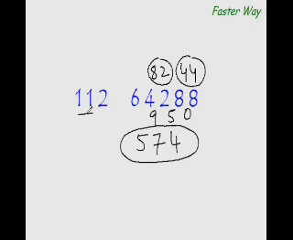So this way you can break any 3-digit divisor into manageable numbers. Okay, but again you must know the table of your main divisor.